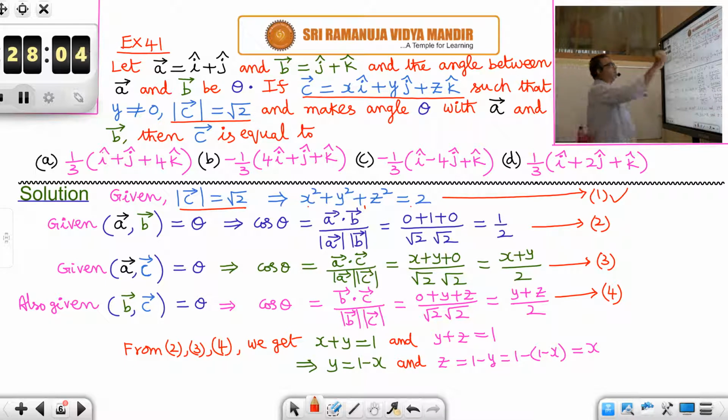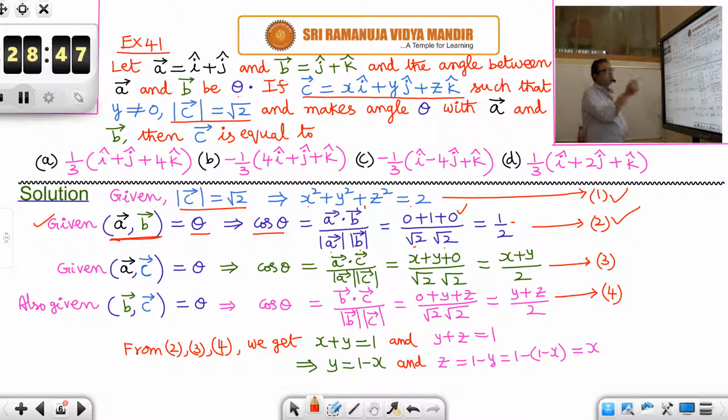Okay. And also in the problem a bar b bar are given and he says the angle between a bar b bar is theta. So here I am writing the symbol for angle between a bar b bar. It is equal to theta. Therefore apply the formula. Cos theta is equal to a bar dot b bar by mod a bar mod b bar. What is a bar dot b bar? i plus j dot j plus k, 0 plus 1 plus 0 divided by mod a is root 2, mod b is root 2. Remember that mod a, mod b, mod c all are root 2 only. So root 2 into root 2. So this is 1 by 2. So second equation, let us call it.